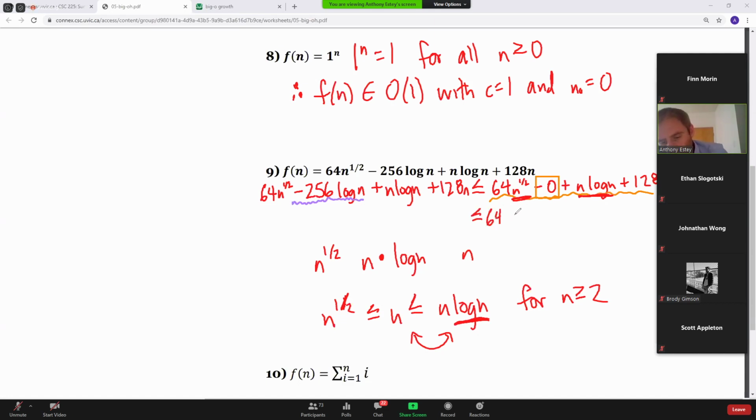So what we can do is we can say this is going to be less than or equal to 64 n log n plus n log n plus 128 n log n when n is greater than or equal to 2.